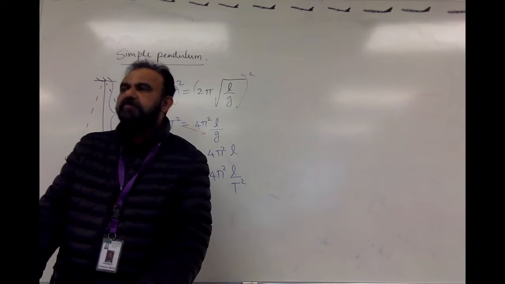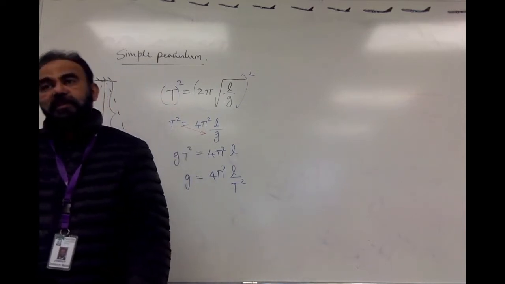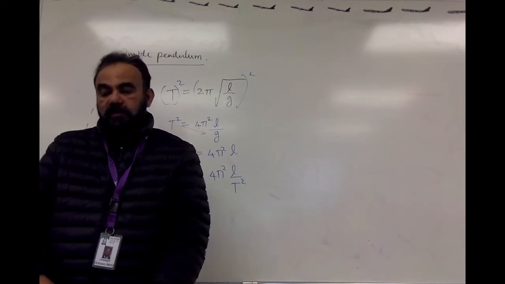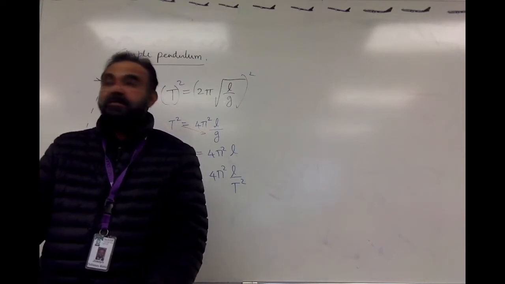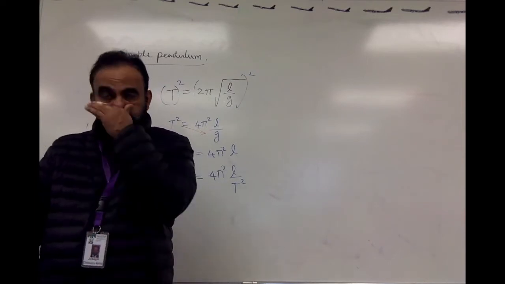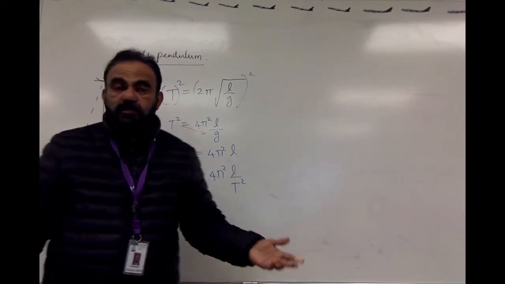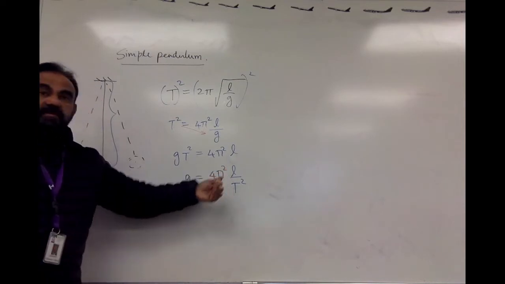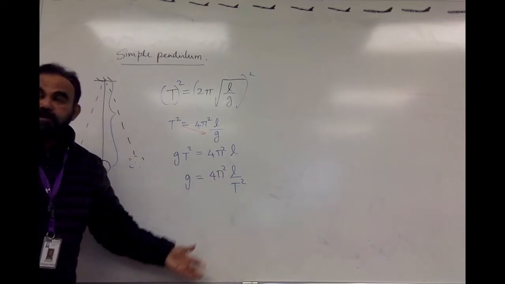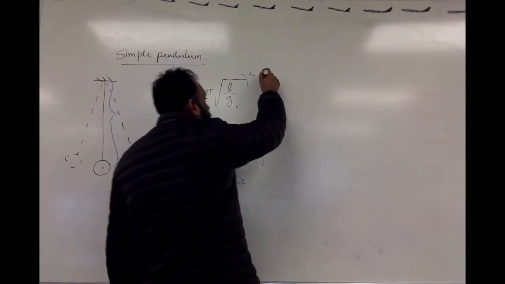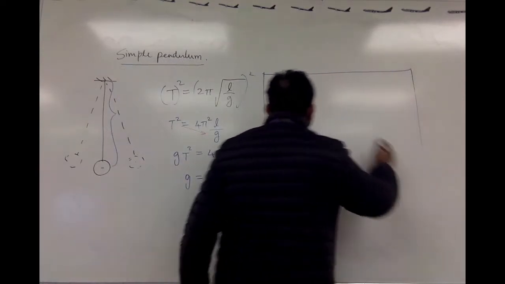Procedure. Whatever you do in the lab will be a procedure. Write it down in bullet form. What comes after procedure is observation. Observation of what? Observation of your investigation. So what are we trying to investigate? Length, and we're trying to find out what? Time period. So now let me show you what table you're going to use.